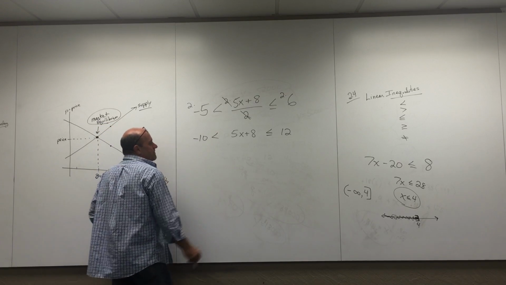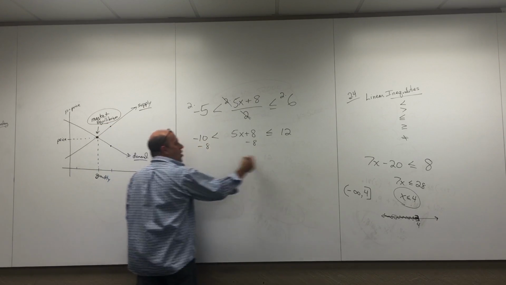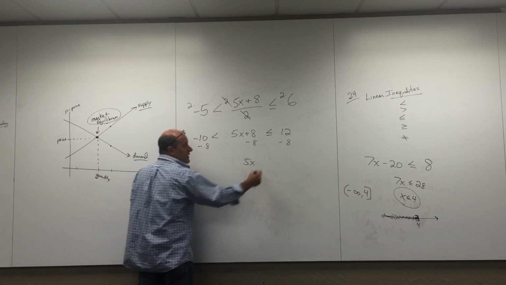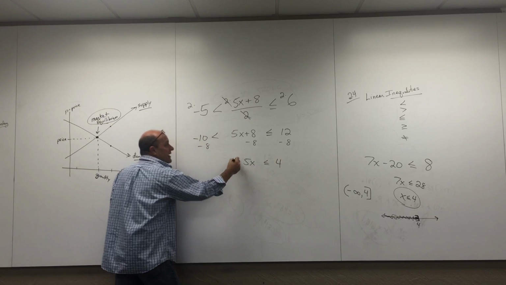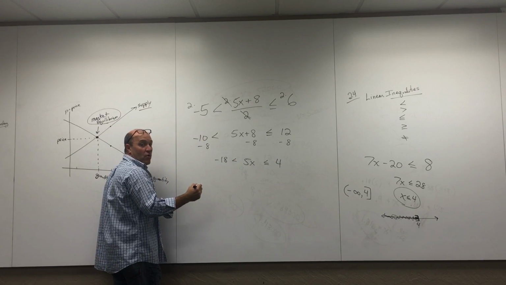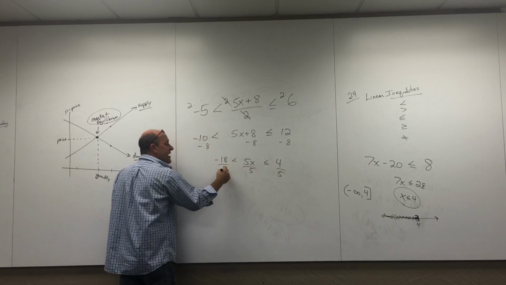Hey, what do you do now? Subtract 8 from all sides. Subtract 8 from all 3 sides. He's right. That leaves me a 5x in the middle. That's a 4 over there, and this is negative 18. One more move. Divide by 5, divide by 5, divide by 5.